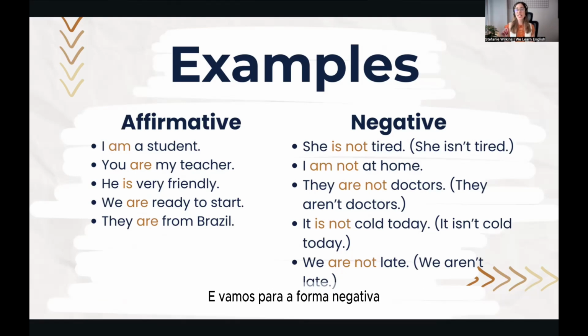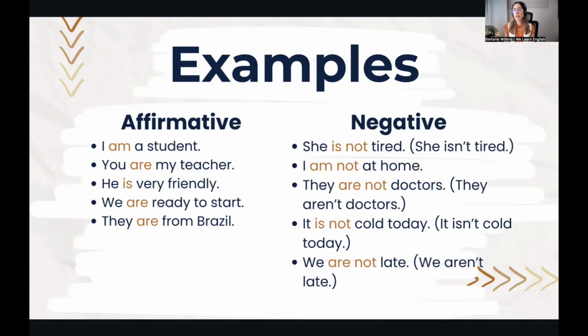And let's go to the negative form. She's not tired or she isn't tired. I am not at home or I'm not home. I'm not home. Okay? They are not doctors or they aren't doctors. It is not cold today or it isn't cold today. We're not late. We aren't late.